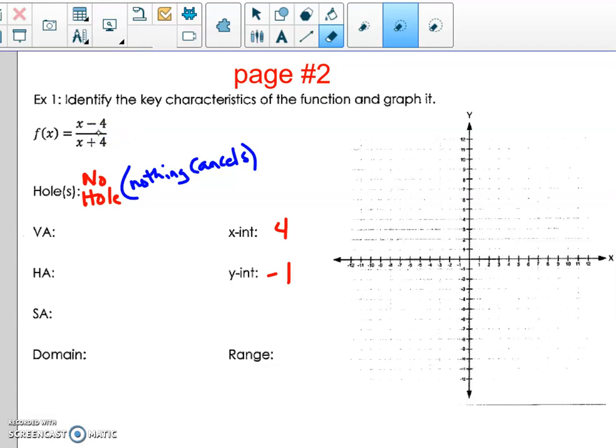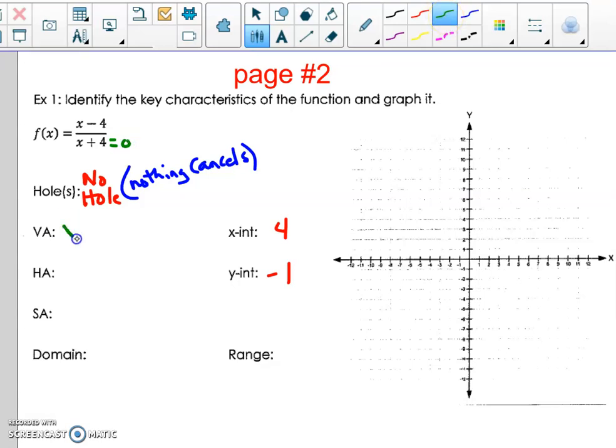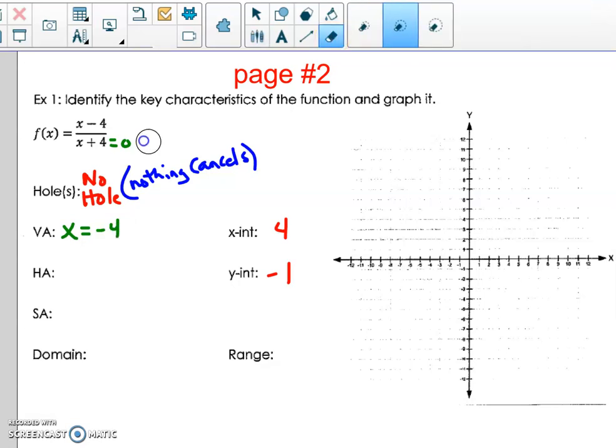Our vertical asymptote comes from factoring and solving the bottom. It's already factored, so we just have to solve. The vertical asymptote is x equals negative 4. And then we get into horizontal asymptotes.